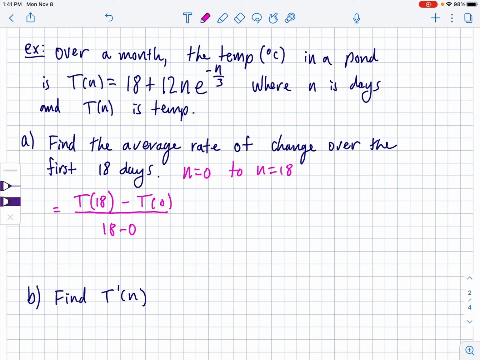T of 18 is 18 plus 12 times 18 e to the negative 18 over 3. Then you have to subtract out T of 0, but the 0 is going to do away with everything in the second term, so it really doesn't matter. And this is all over just 18 minus 0, which is 18. I believe this whole thing is 0.0297.